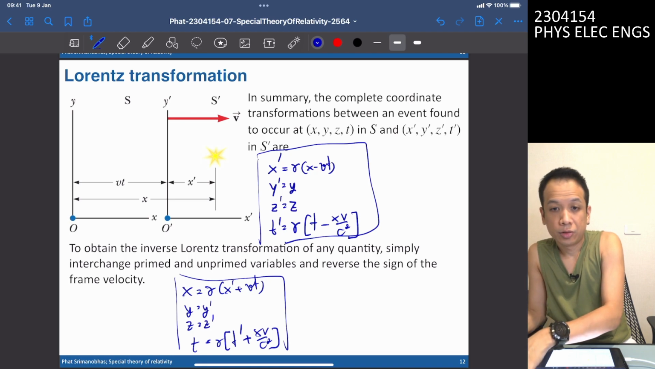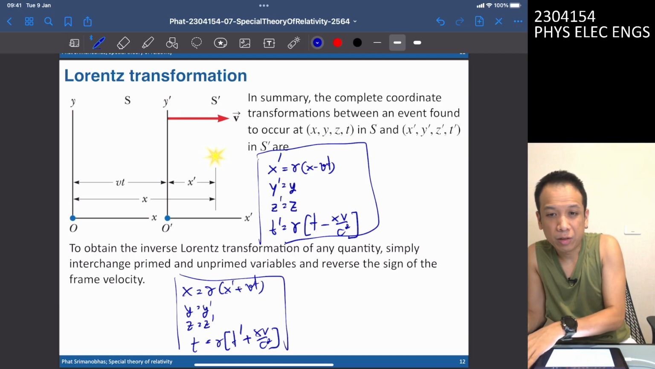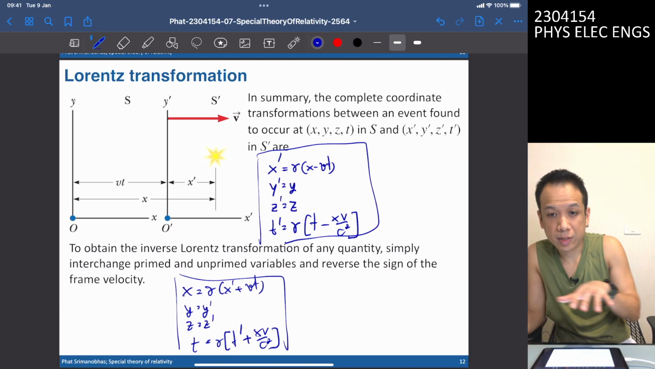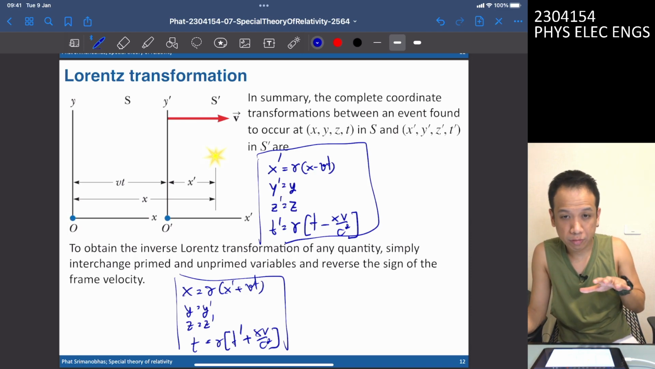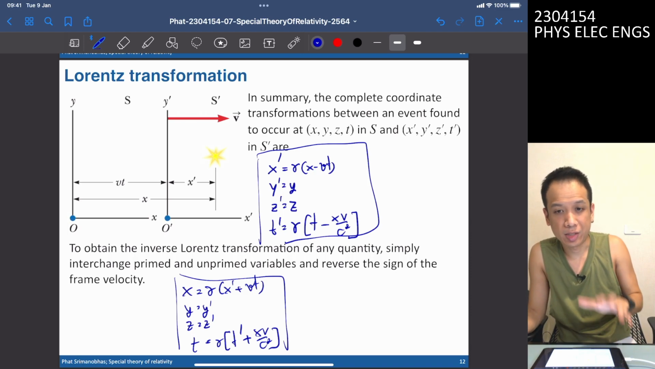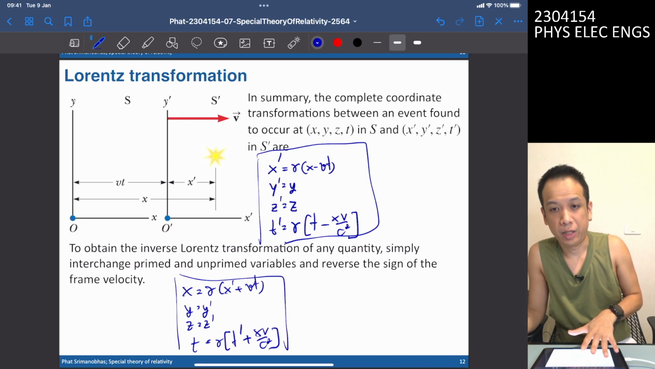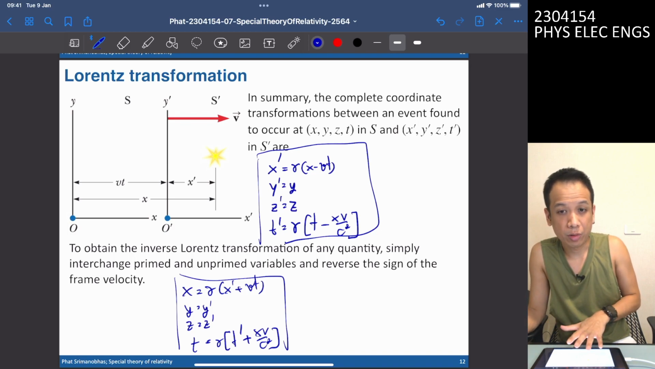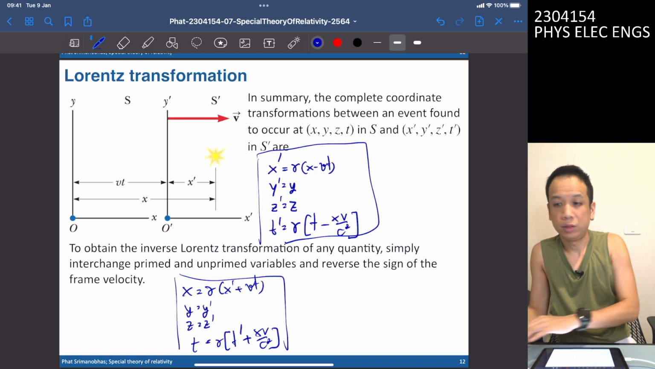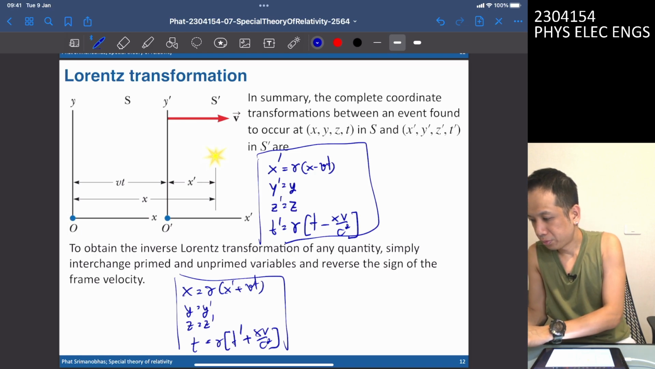So this is the proof of the Lorentz transformations. After this, until almost the end of the topics, we're starting from this one. So you need to be familiar with these equations. It's the key of the special theory of relativity. You use it to describe several things from this.